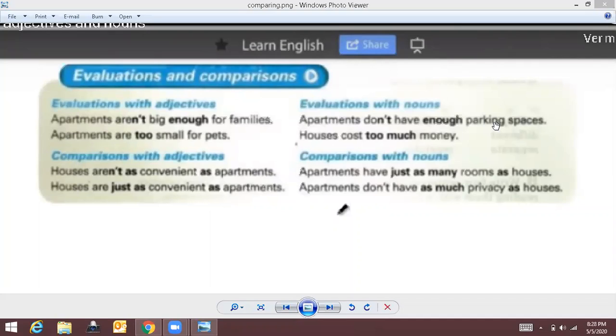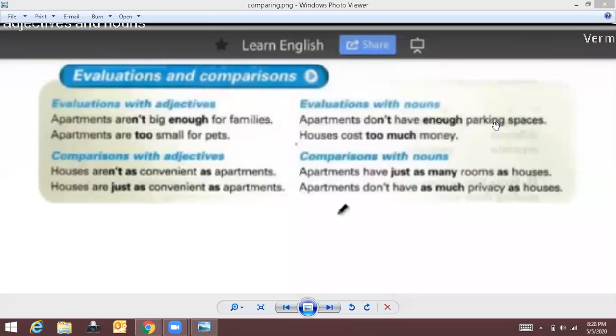to express how big or how small something is. Then you have the following two sentences, comparisons with adjectives. You say houses aren't as convenient as apartments. So you're saying there that apartments are more convenient than houses. And then the other one, houses are just as convenient as apartments. So houses and apartments are exactly the same, according to that particular sentence.